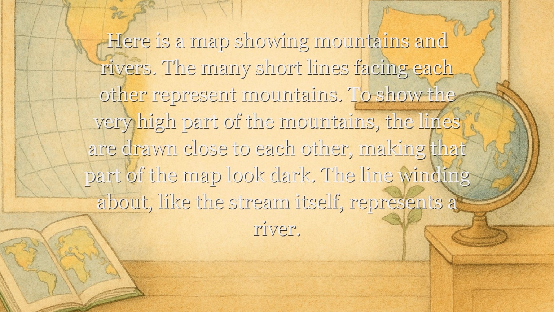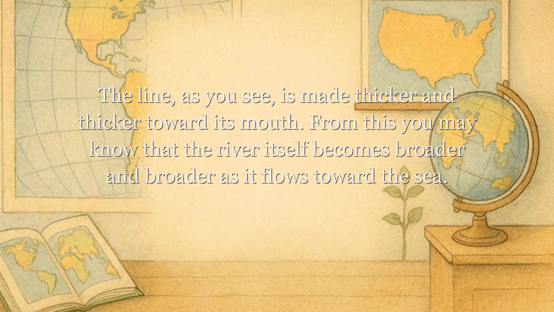The many short lines facing each other represent mountains. To show the very high part of the mountains, the lines are drawn close to each other, making that part of the map look dark. The line winding about, like the stream itself, represents a river. The line, as you see, is made thicker and thicker toward its mouth. From this you may know that the river itself becomes broader and broader as it flows toward the sea.